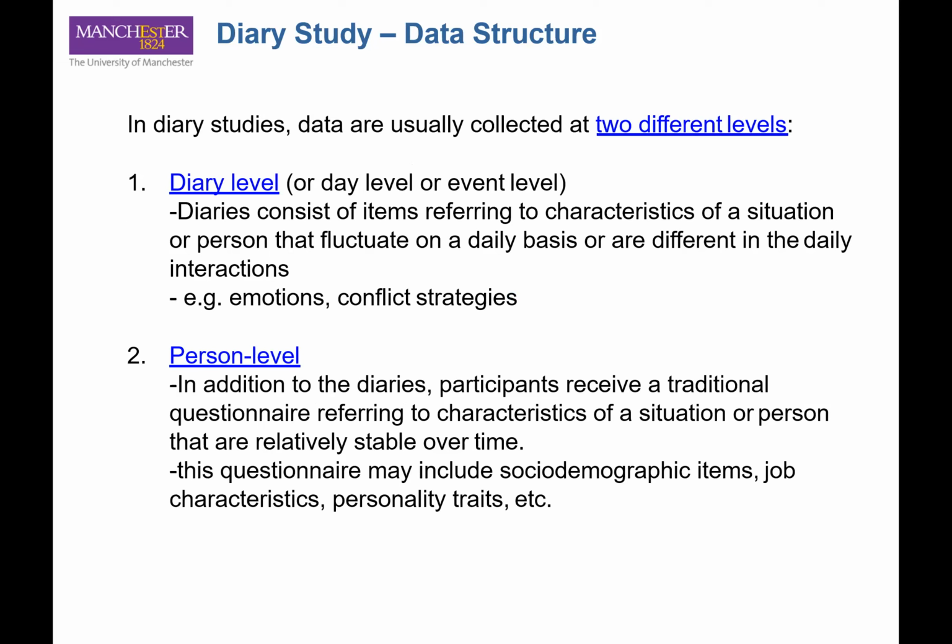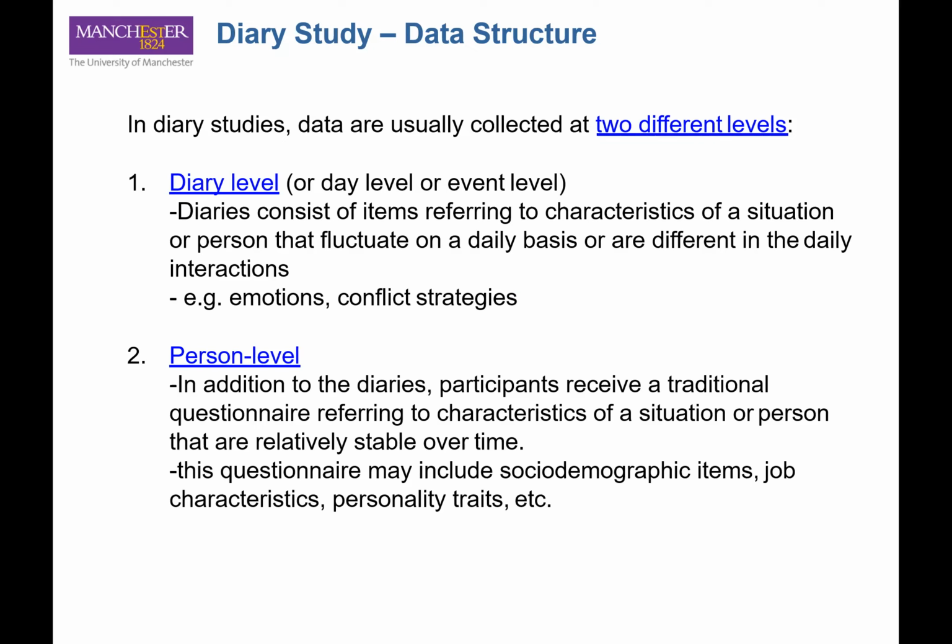In diary studies, data are usually collected at two or more different levels. In this example, we have both the diary level as well as the person level, two levels. At the diary level, or the date level, or events level, the diary consists of items referring to the characteristics of the situation or the person that fluctuate on a daily basis, or differences in the daily interaction. So the diary level is the measurement, repeated measures, collected at different time points.